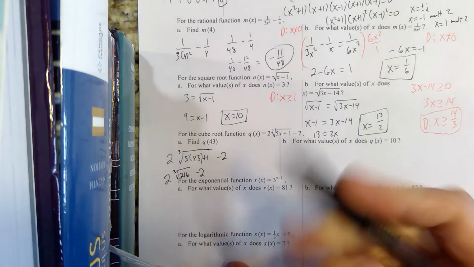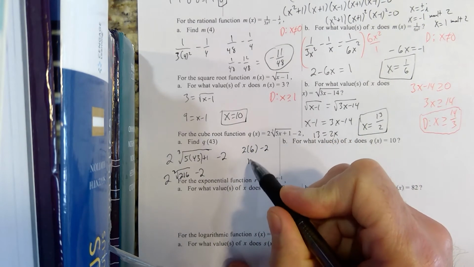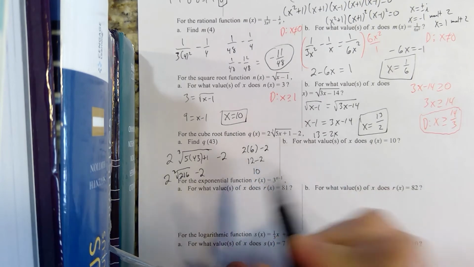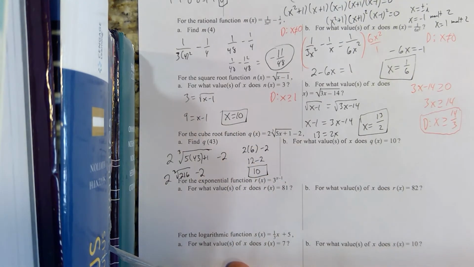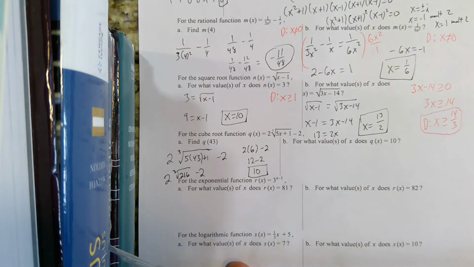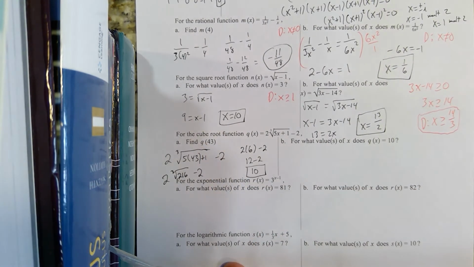So this is 2 times 6 minus 2, which is equal to 10. Okay, so with an input of 43, my output for this function would be 10. You can think of it graphically, x coordinate, y coordinate, if you were to graph that.